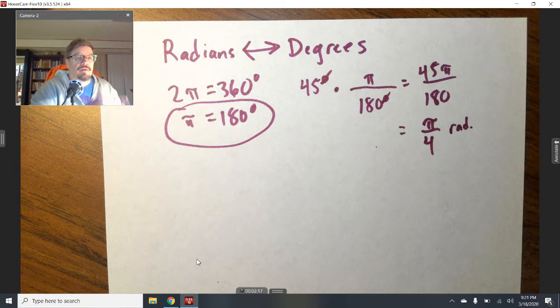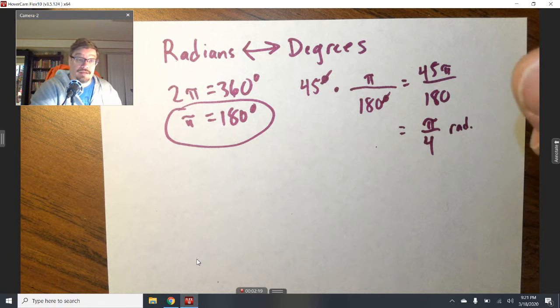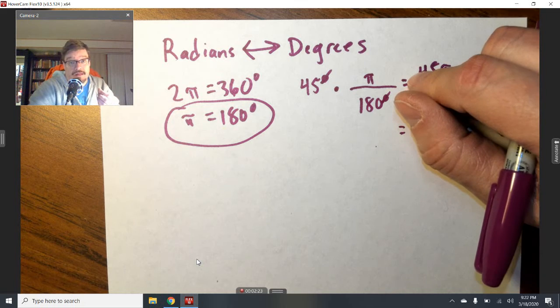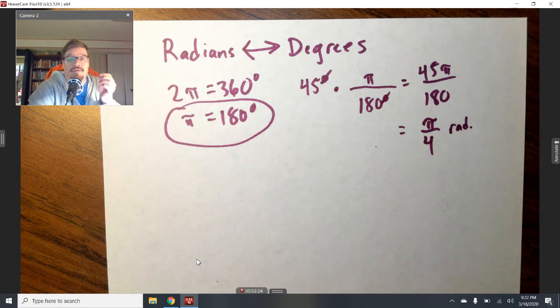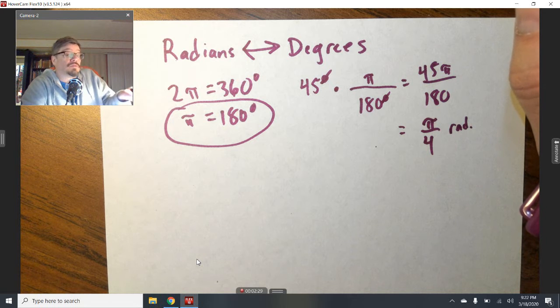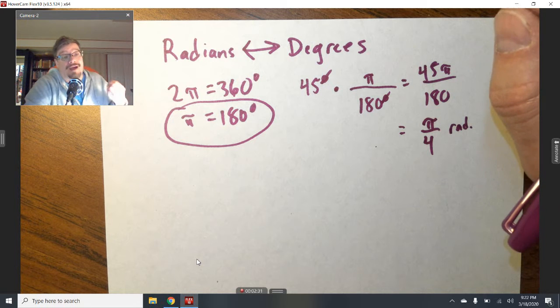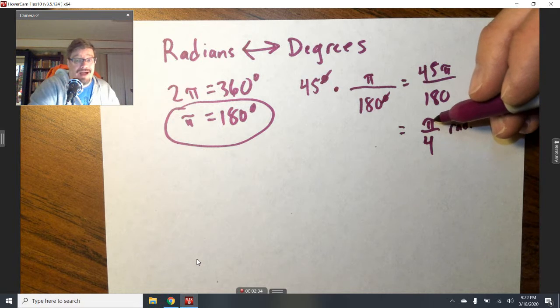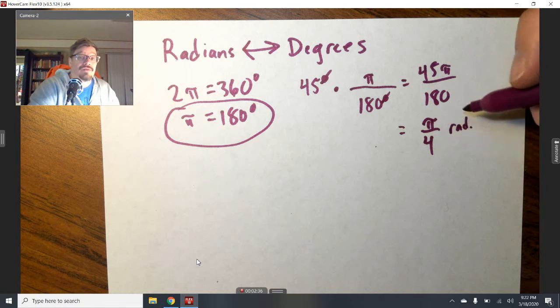But if I want to go the other way, which is what your assignment is going to be, going the other way means that I have a radian, and I want to get rid of the pi. I want to cancel the pi out, so I actually see the degree symbol. This is a pi, so I want to see a degree now.